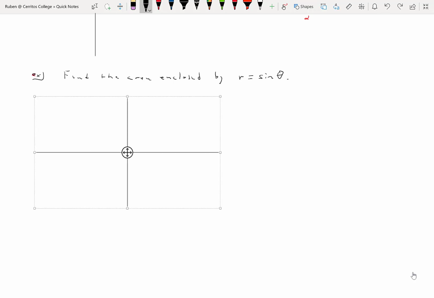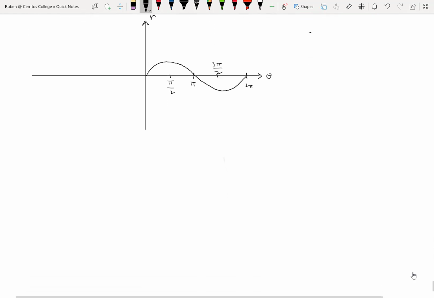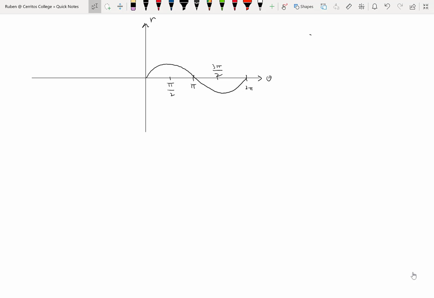Okay, r equals sine of theta looks like this in the rectangular plane. We're graphing r versus theta. One period of the sine function is between 0 and 2 pi, with marks at pi over 2 and 3 pi over 2. I'm going to then graph the corresponding function in the polar plane, considering the graph quadrant by quadrant.